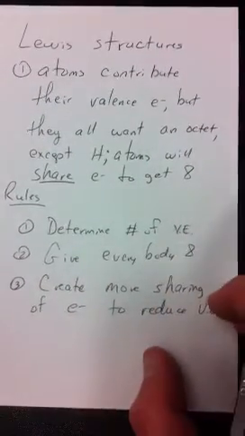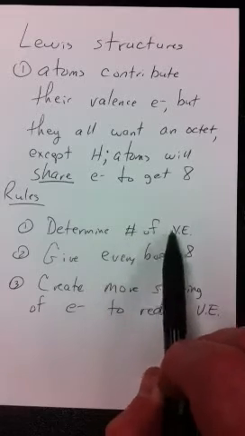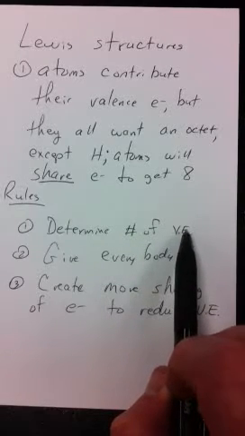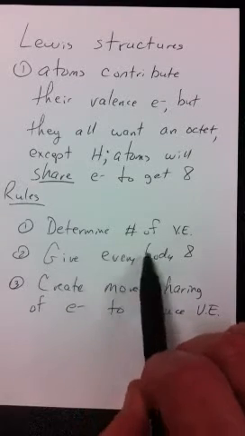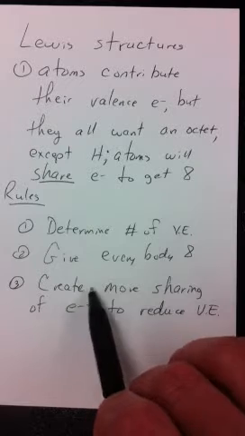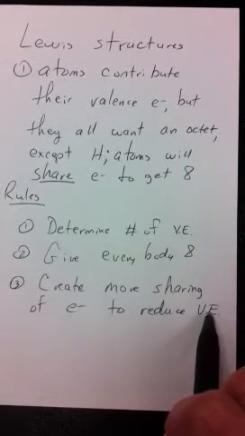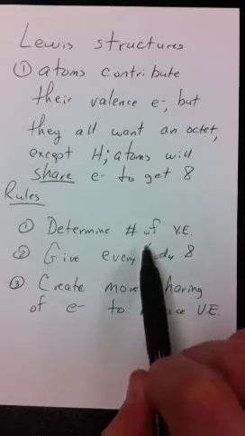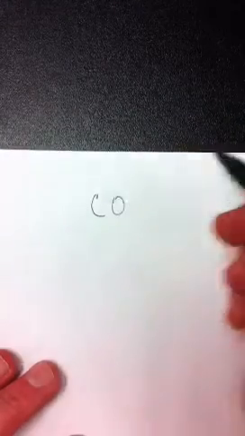Now, when drawing Lewis structures, the rules are fairly simple and straightforward. The first rule is determine the number of valence electrons that the structure is supposed to have. And to arrive at the correct Lewis structure, give everybody 8 electrons, except for hydrogen, just give it 2. And then you're going to create more sharing of electrons to reduce the number of valence electrons down to the correct number.